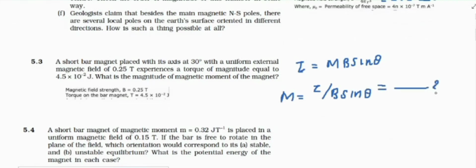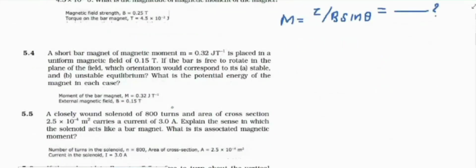We have the equation: torque is equal to mB sin theta. The values of B, torque, theta, etc. are given. So you can calculate the value of M. M is equal to torque upon B sin theta. Substituting the values, you get the answer.